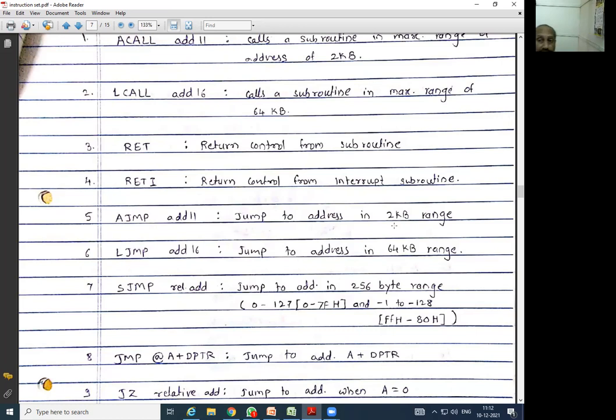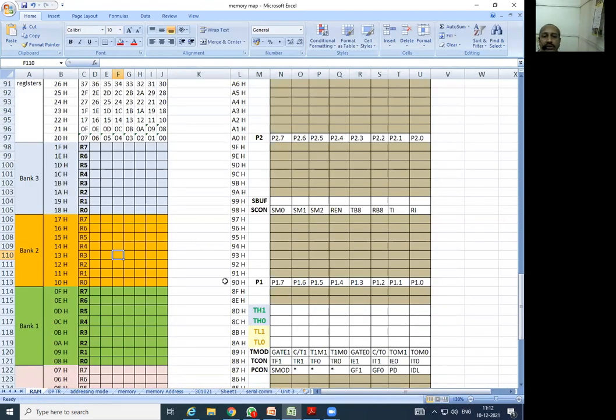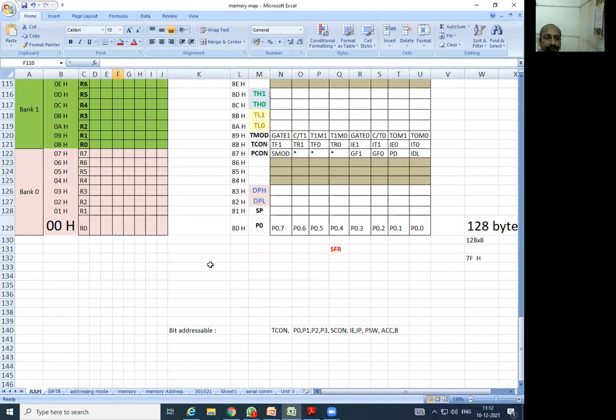Where is that 256 byte? We have already studied the RAM locations. It is divided into 128 bytes and 128 bytes. Are you remembering? If not, I will share that here also. The RAM. This is what we have seen.